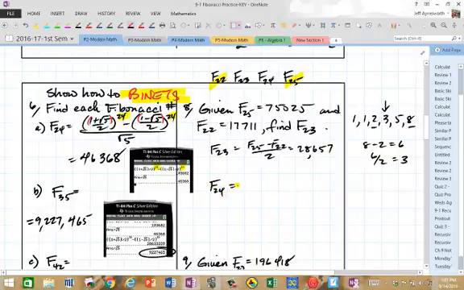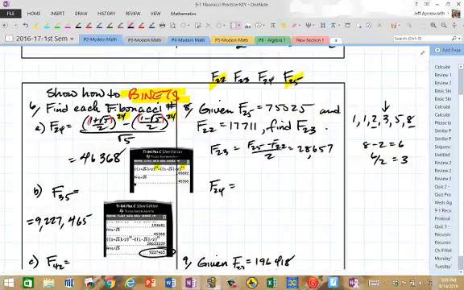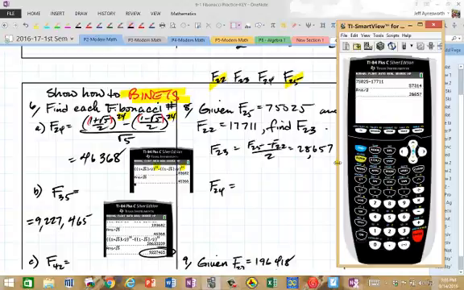Now, it's not asked for, but I'm going to use it to check my answer. So I'm going to add these two, and I get the 24th. And then I'm going to take the 24th and the 23rd to make sure I get the 25th term. If I do, I'm correct. Okay? So let's add our answer to the 22nd term.